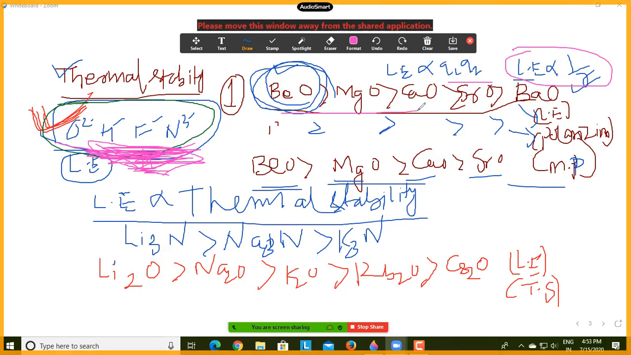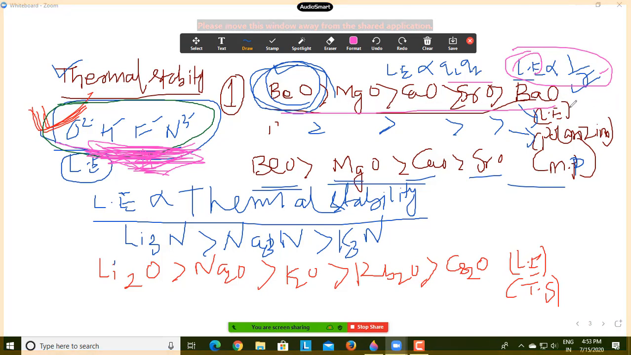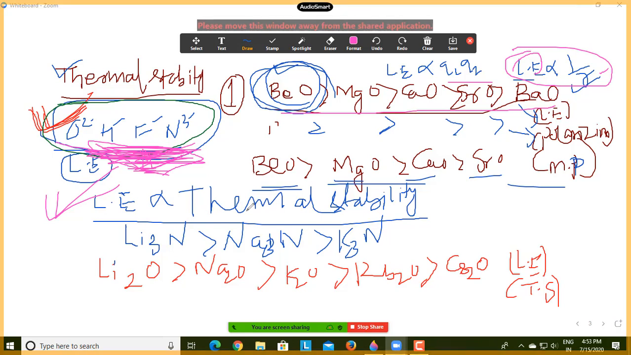So beryllium oxide, magnesium oxide, calcium oxide: if you see lattice energy, lattice energy decreases because size of cation increases. Size is inversely proportional to lattice energy. If lattice energy decreases, and lattice energy is directly proportional to thermal stability, because the more the lattice energy, the more energy required to break, the more will be the stability. So thermal stability is directly proportional to lattice energy. Lattice energy order decreasing, thermal stability order also decreases.